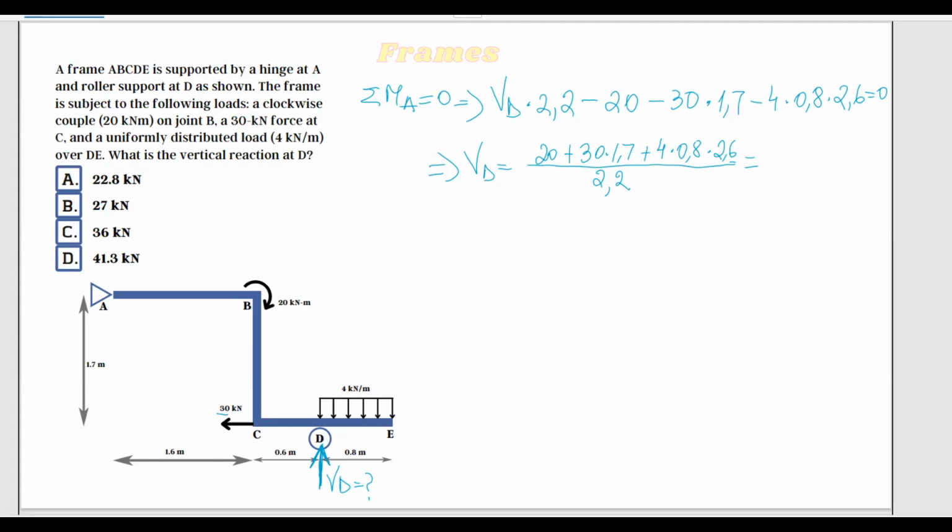So I get a reaction of 36.05 kilonewtons. And that was very simple. The correct answer is C.